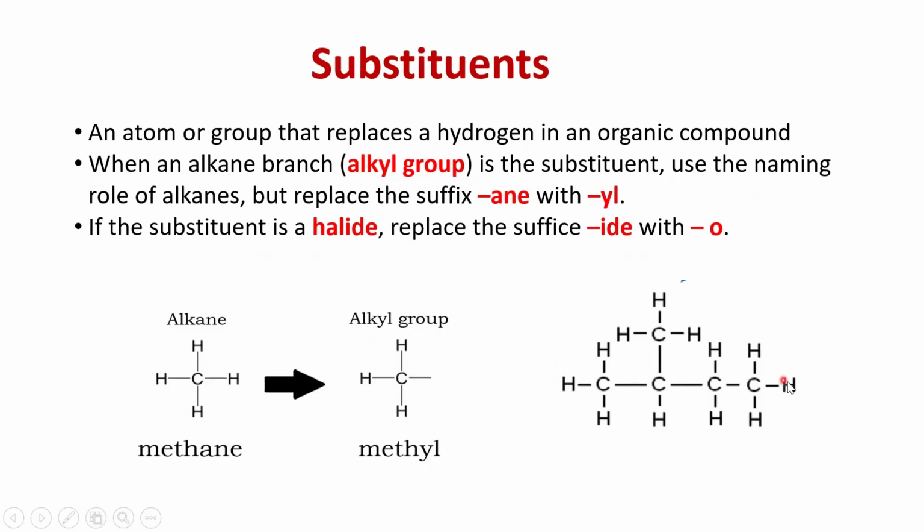For example, in this chain, the main chain is this one, 1, 2, 3, 4. This is a butane with a branch. The branch comes from methane because it's only one carbon. For the branch, we use the normal naming rule for alkanes. So this was methane, and it is a branch. We will convert the last suffix, so this is a methyl group. And it substitutes one hydrogen of the main chain with this group.